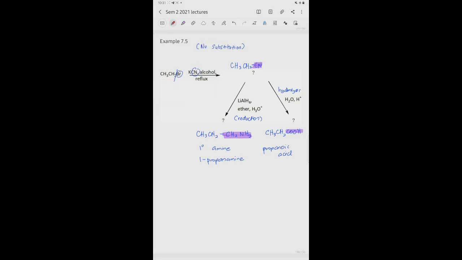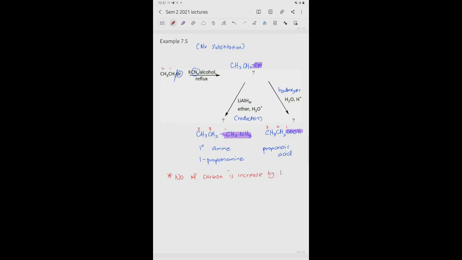The number of carbons has been increased. From the starting material, we just have 1, 2 carbons. But now in the final product of the reduction, we have 1, 2, 3 carbons. So this one also 1, 2, 3. So the number of carbons is increased by 1.